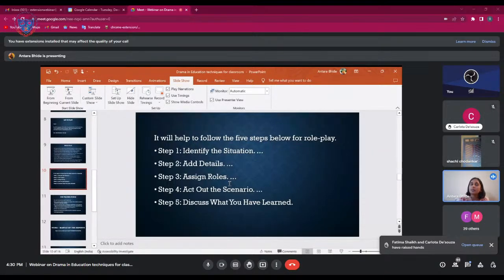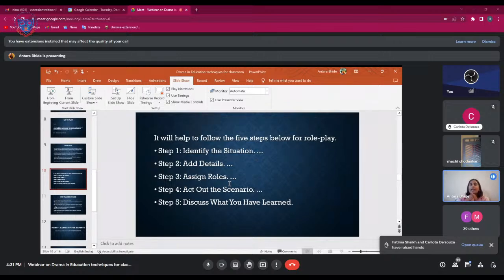So the first step is identifying the situation. In any role play, you'll have a situation or a place or something that is happening, right? So understanding that, then you can add details to it. You can add, okay, in this situation, this thing can also happen. For example, let's say there is a forest fire. During a forest fire, it can also start to rain, right? It usually does. After a forest fire, there is always rain. Okay, so you can add that detail.